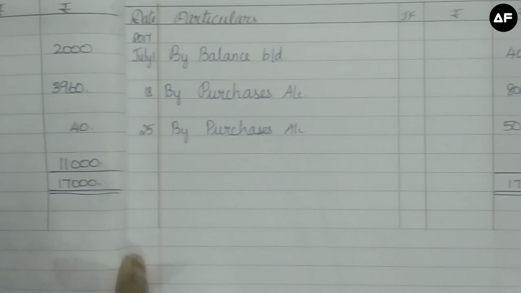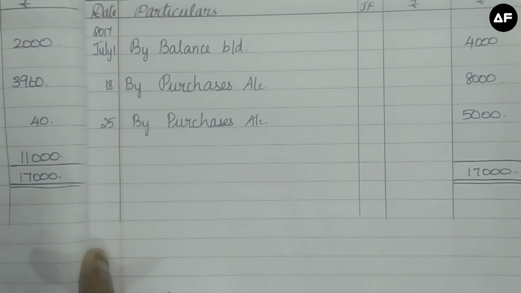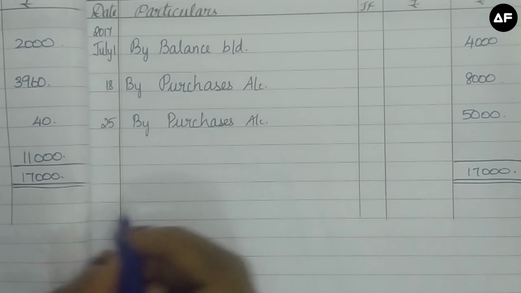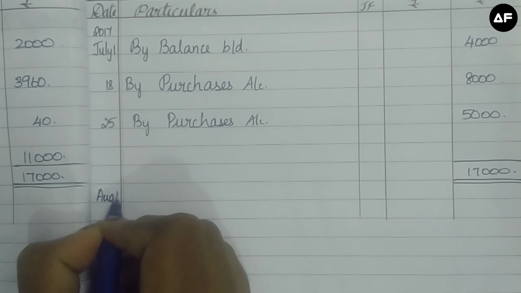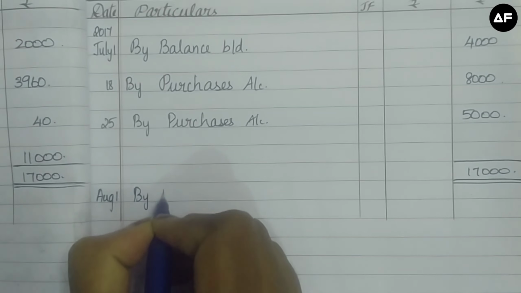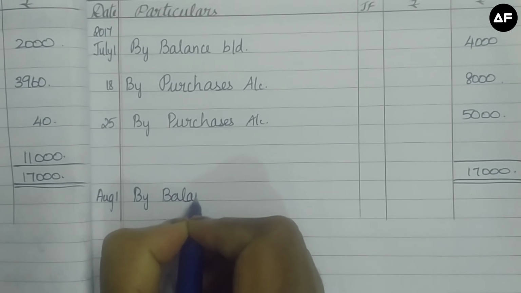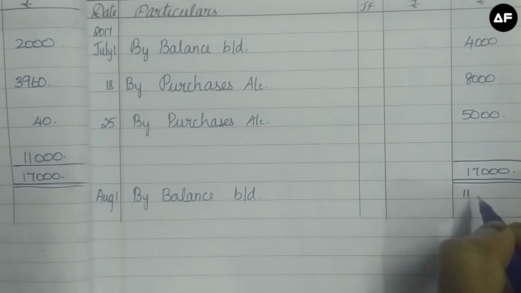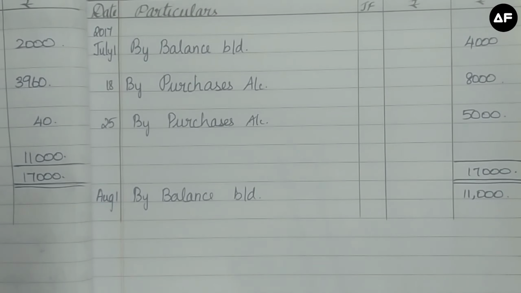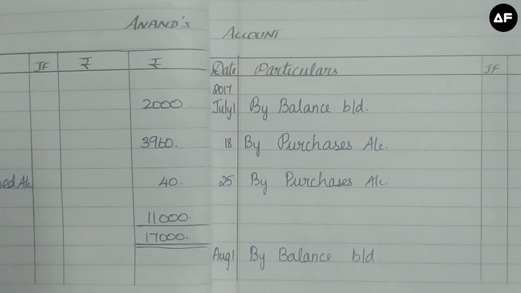So I'm moving to the credit side. The balance carried on was on the debit. So move to the credit side under the total. August 1st by balance brought down 11,000. With this, the Anand account has come to an end.